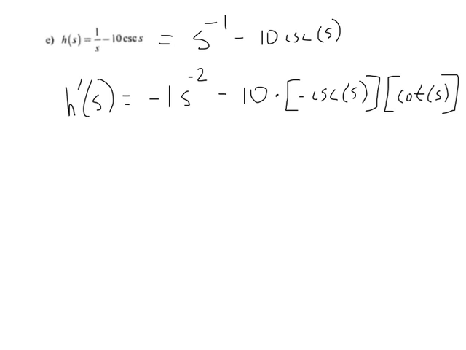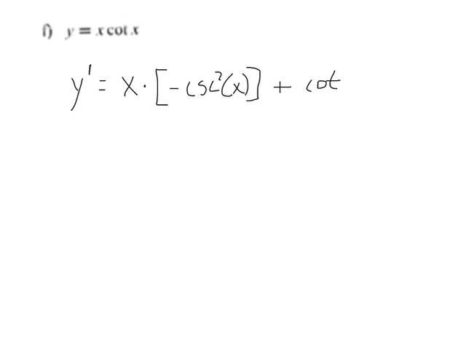If you really wanted to, we can also rewrite some things just to simplify signs and things like that. So for this one, I'll just take a minute to rewrite it. This could be -1 over s squared, and then we have two negatives in the next chunk, so really I could say that it's plus 10, and then we'd have a cosecant of s times a cotangent of s. So that'd be a little bit simpler.